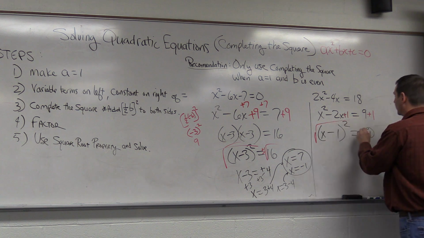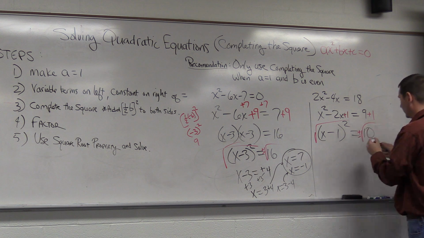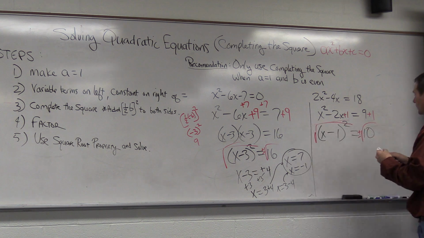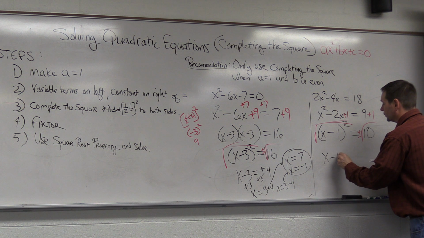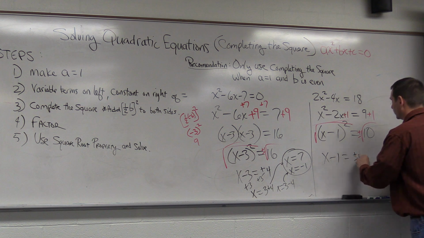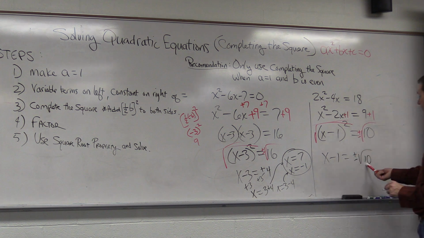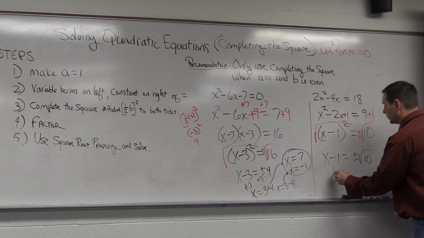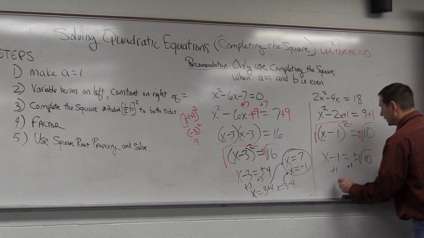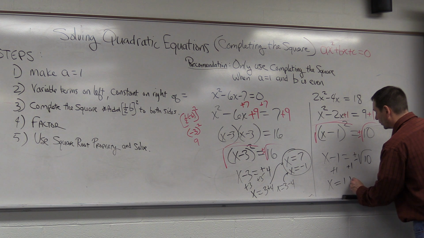I can go square root plus minus square root. This wipes out. I have x minus 1 equals plus minus square root of 10. That's not going to break down anymore, so it's just 5 times 2. So I would just add 1 to both sides in front of my plus minus, and I'll get 1 plus or minus the square root of 10.